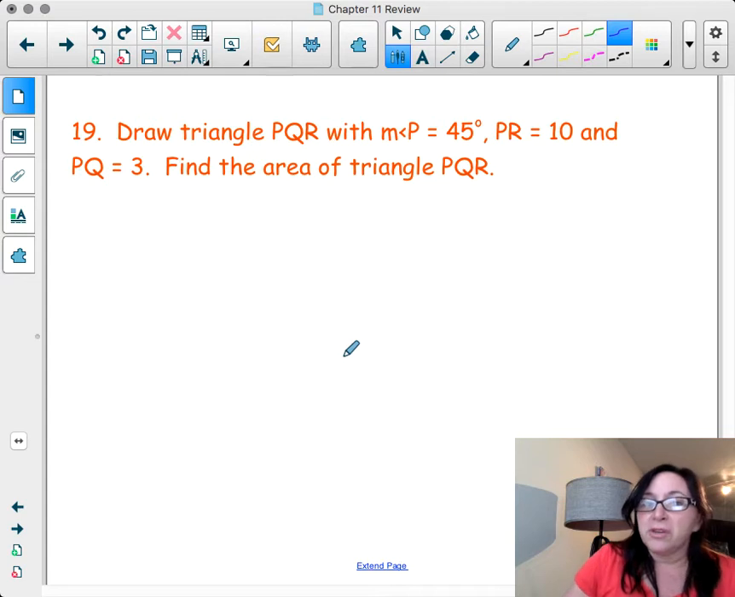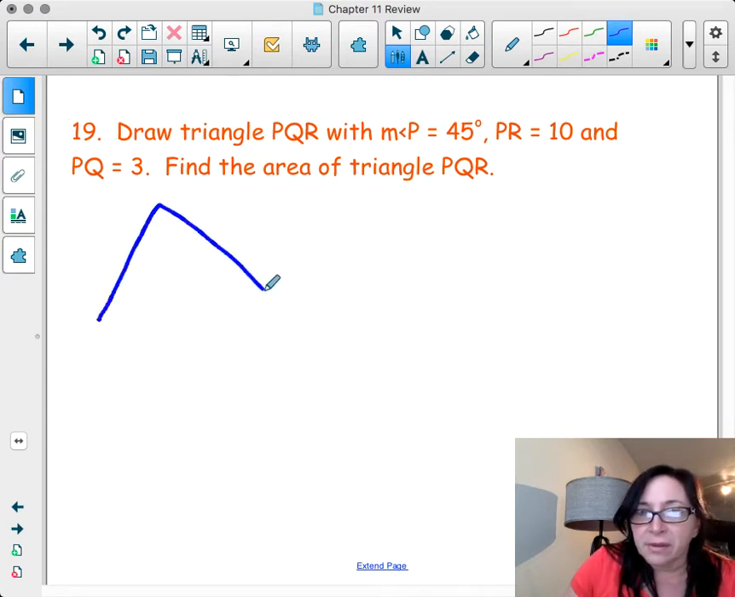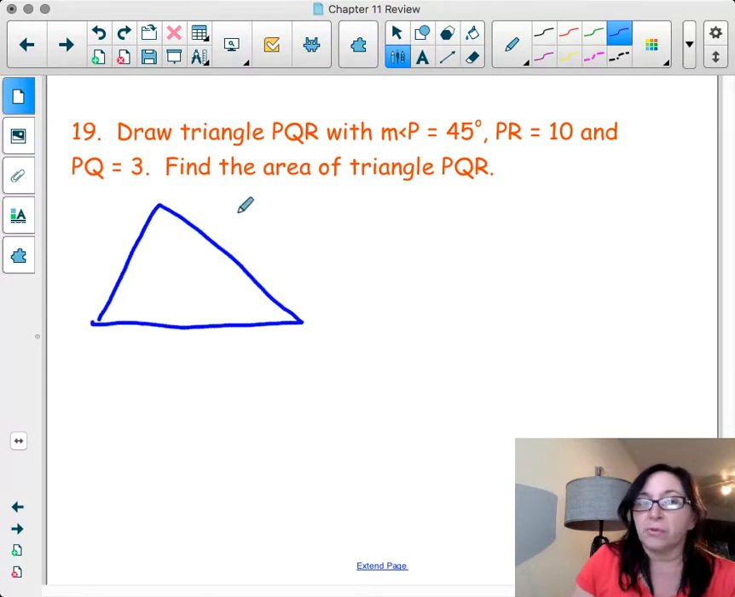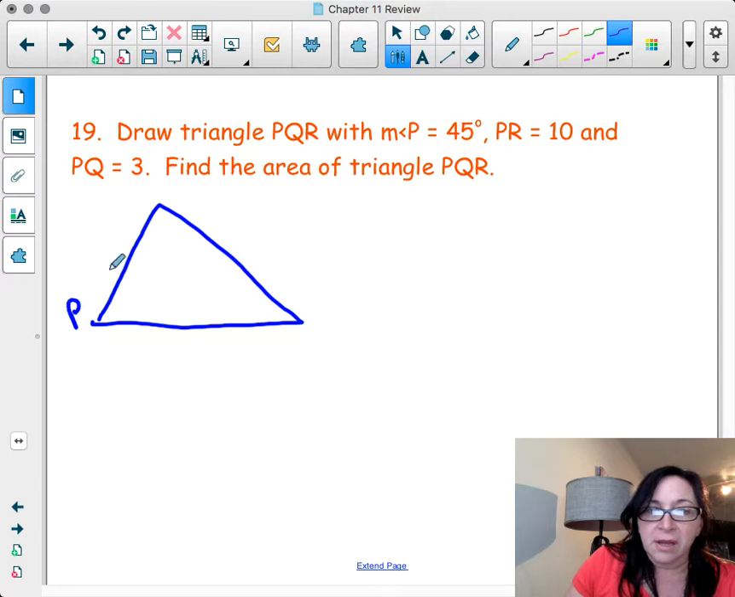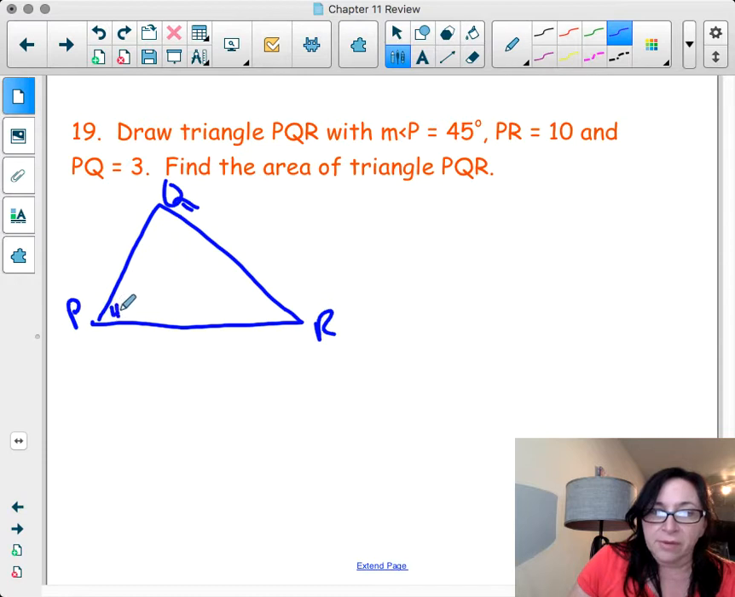Draw a triangle PQR with angle P at 45 degrees. So here's my triangle. Didn't say if it was right or not, so I'm going to assume it's not. PQR. Angle P is 45 degrees, so we're going to say that's 45. PR is 10, and PQ is 3. Find the area of triangle PQR, so that's the whole triangle.